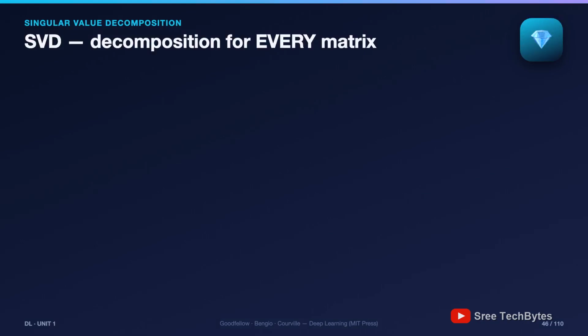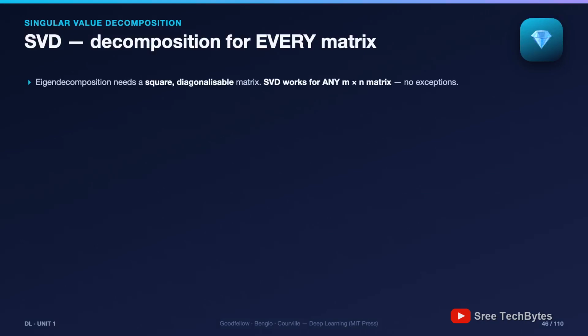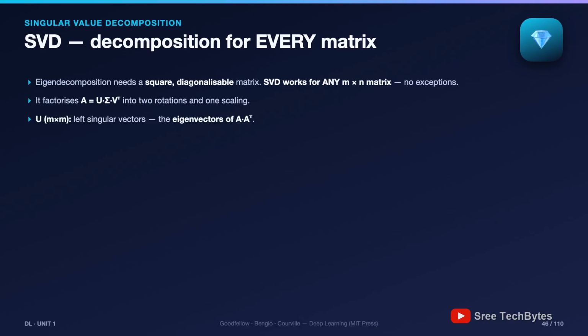Eigen decomposition has one frustrating limitation: it demands a square, well-behaved matrix. But real data matrices are rectangular. 1,000 customers by 20 features. So what do we do? Enter the singular value decomposition, SVD, which works for absolutely any matrix. No exceptions. That's why it's called the crown jewel of linear algebra.